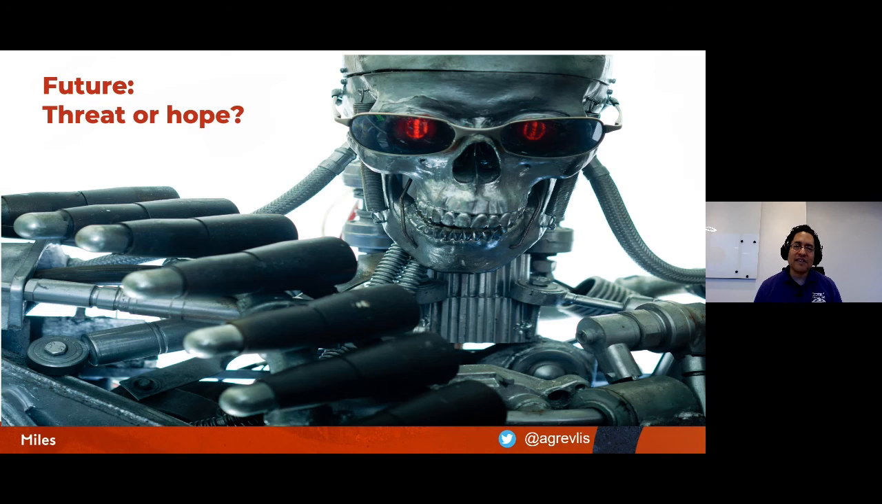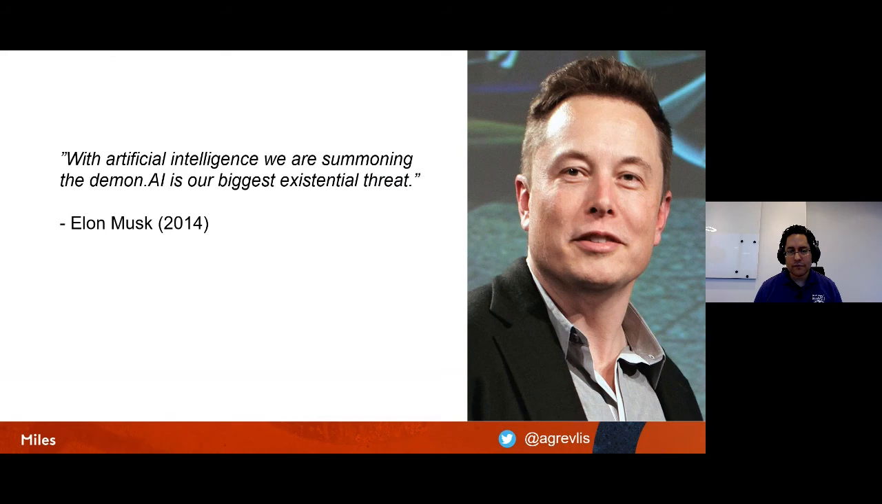So what does this mean for the future? Is the future a threat or is it a hope? Let's have a look at what people have said in the past. First up, we have Elon Musk. He said that with artificial intelligence, we are summoning the demon, that AI is our biggest existential threat.